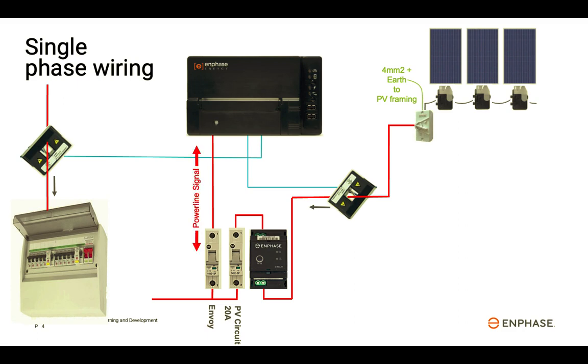AC power line communication signal is used for microinverter data and control. It is broadcast across the AC conductors. The Envoy sends and receives power line signal. It communicates to the Q relay, across the microinverter circuit, and into each microinverter within the installation.